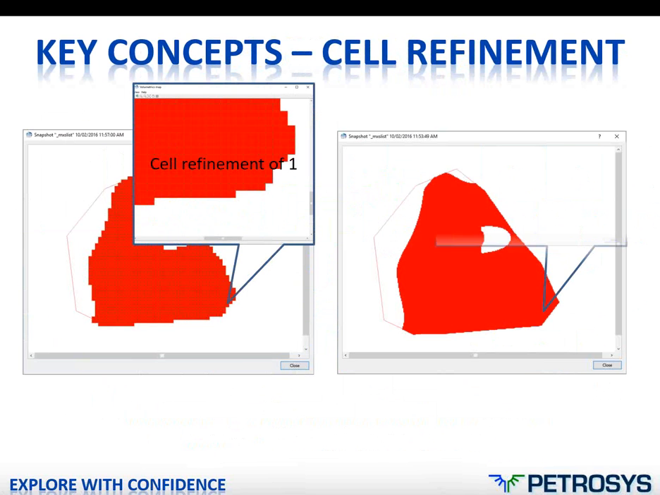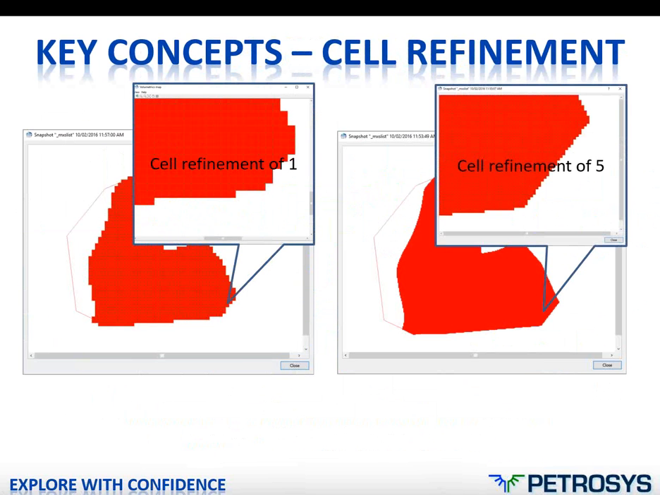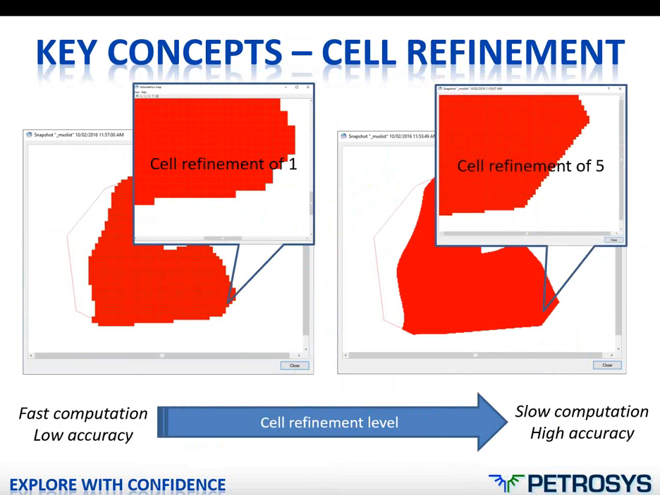For the same grid, if we use a cell refinement of 5, then we have subcells of much smaller dimensions, meaning when we run the volumetrics, it will be more accurate because it will be based on a smaller cell size, and the possibility of overestimated or underestimated volumes, as we discussed in the previous slide, will be less likely in this case.